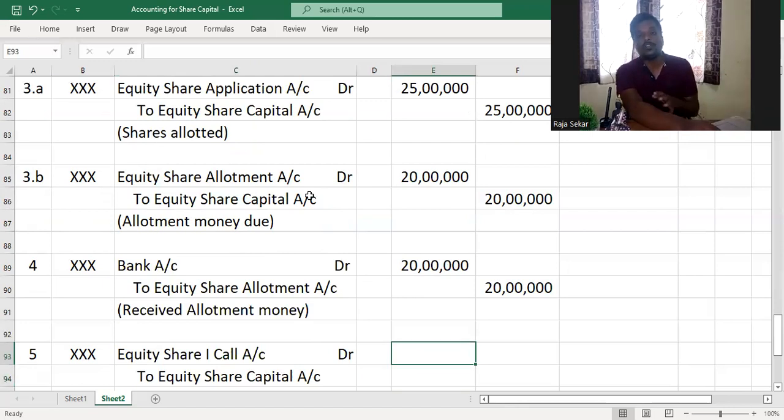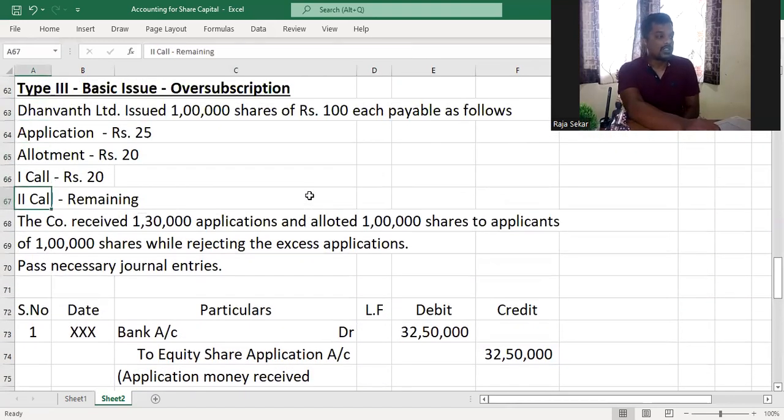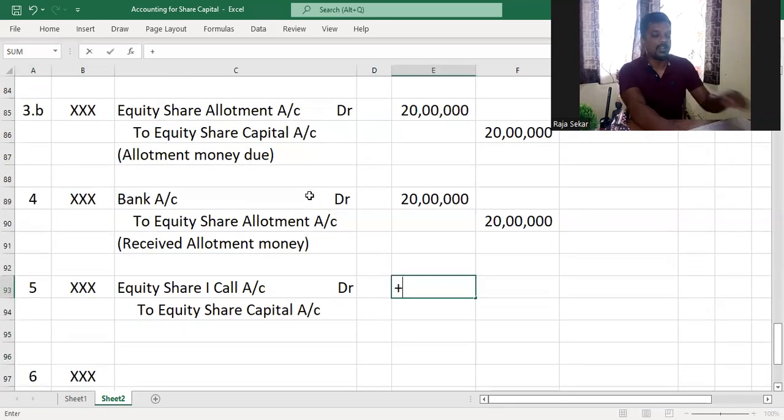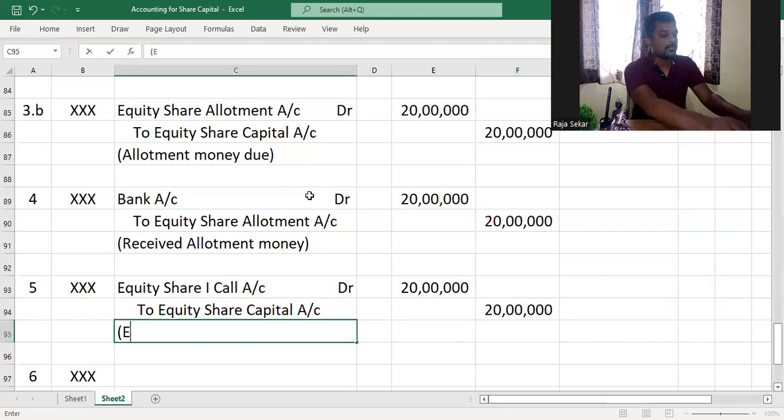And what is the amount that we're supposed to make due? In order to understand the amount, we need to look at the question again. Along with first call, we're supposed to receive 20 rupees, and therefore the amount that we're supposed to debit is number of shares, that is 1 lakh allotted, that is 1 lakh into 20 rupees per share, which is 20 lakh rupees. Equity share first call made due.